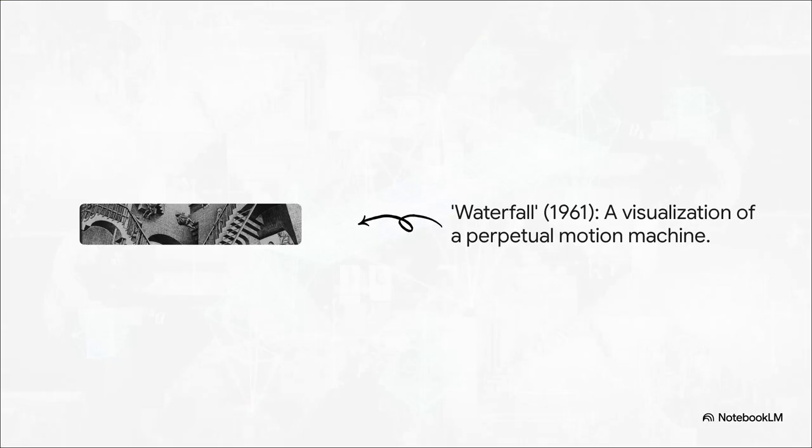Okay, so take a look at Waterfall. It really does look like a perpetual motion machine, right? The water flows along, it tumbles down, turns the water wheel, and then, poof, it's magically back at the top to start all over again. How does he trick our eyes into seeing this? Well, the secret isn't magic. It's a very specific and very impossible object.